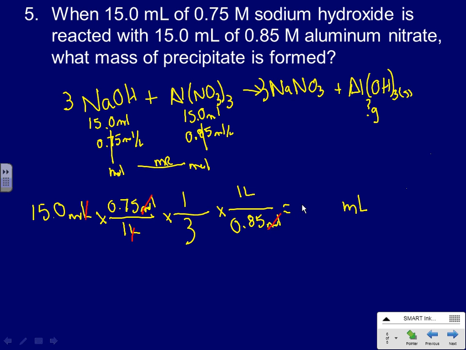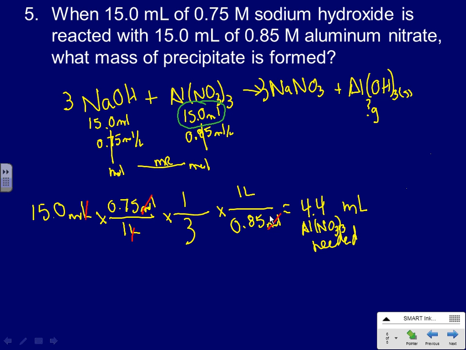TJ, what do you got? 4.4 to 2 significant digits. As I've said in the past, always go back to what you have. Oh, you know what I forgot to do? I forgot to write down Al(NO3)3 needed. And that's a little step that you should write down. That you really need to get into your head.